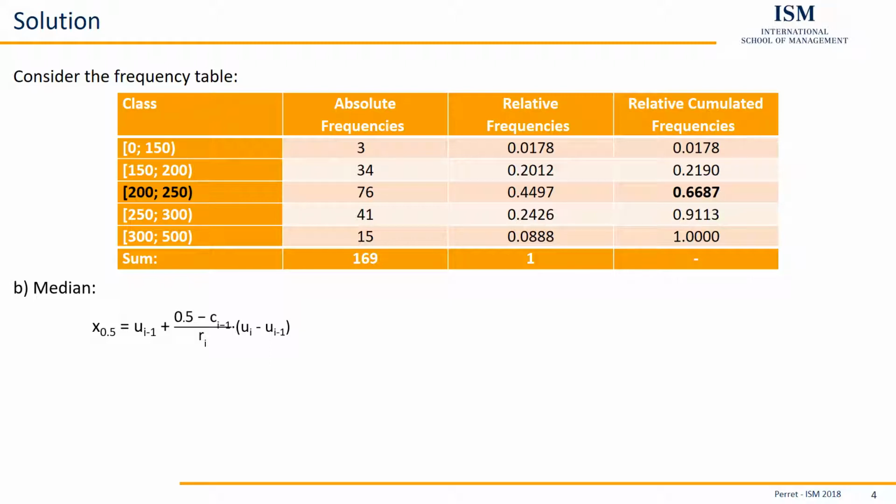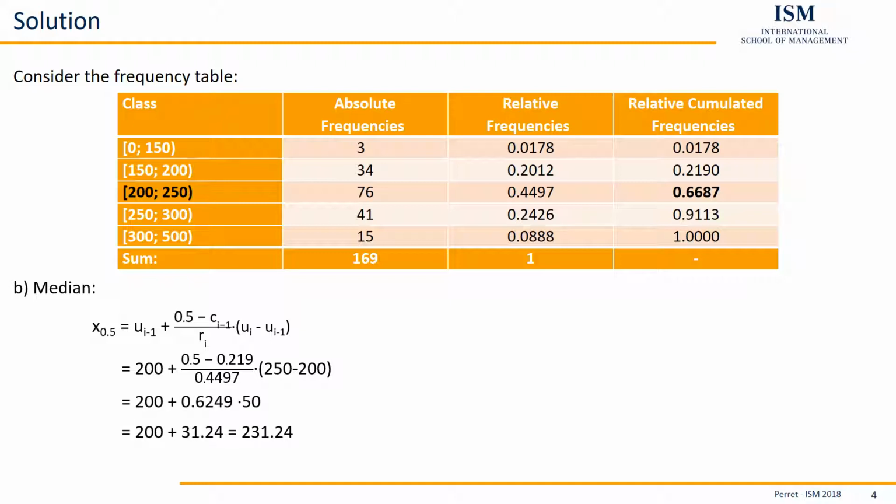The width of the class can be calculated by subtracting the lower bound of the class from the upper bound. So here we calculate 250 minus 200. This is again what I just said in a summarized form. And if we input this into the calculator, we get as a result 231.24. So we see it's somewhere in our median class, and we got this by first looking at where the relative cumulated frequency became larger than 50%. This concludes the second part of our exercise.